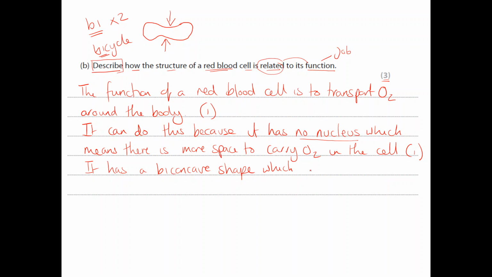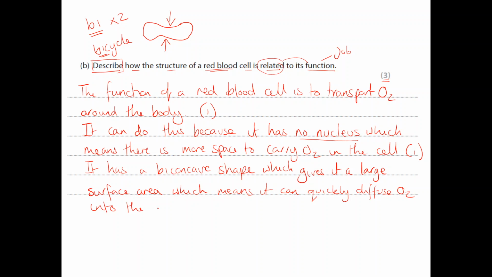which gives it a large surface area. And that's quite a strong sentence, but I still haven't really said how having a large surface area links to this. So it has a biconcave shape, which gives it a large surface area, which means it can quickly absorb oxygen into the cell. That would be one marking point.